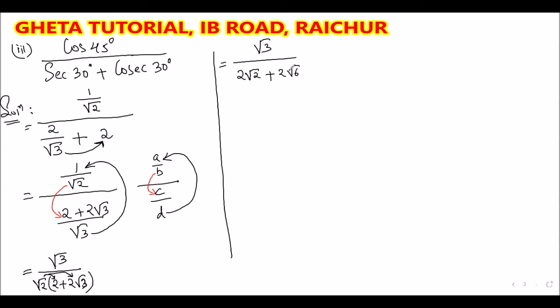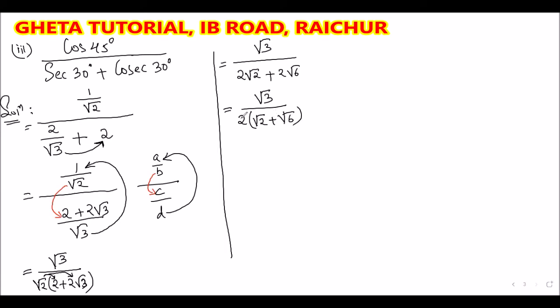Yes, sir. Okay. So now here, we have root 3 divided by 2 root 2 plus 2 root 6. What is the common in this? 2 is common, so we'll take common 2, and root 2 plus root 6 will be remaining in the bracket.